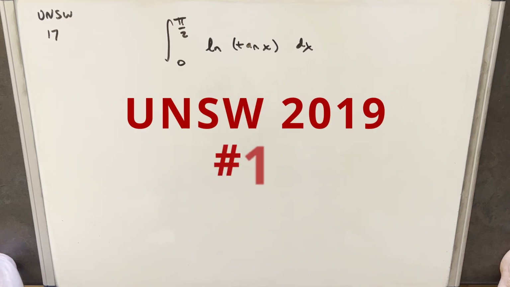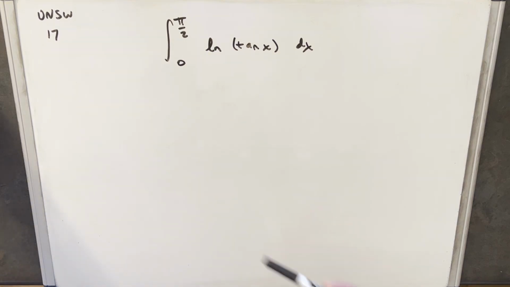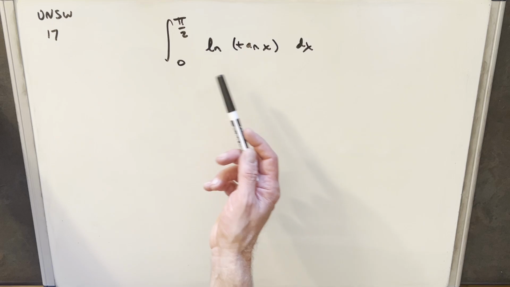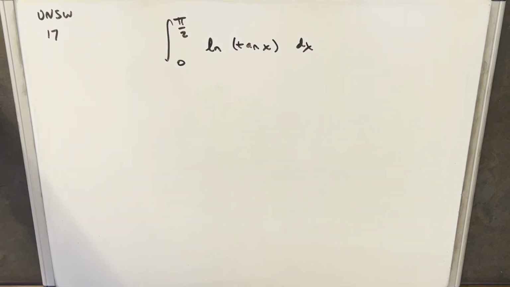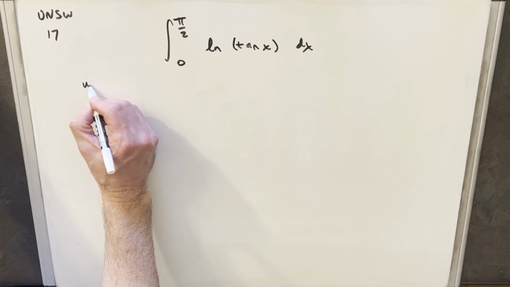Hey, we got another integral here. This one's from UNSW Integration Bee 2019, problem number 17. We have the integral from 0 to pi over 2 of natural log tan x dx. Okay, and what I want to notice, our bound from 0 to pi over 2, and with a trig function, that allows us to use a substitution that works quite often in a contest problem.